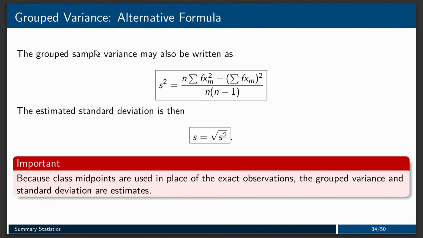So the grouped sample variance may also be written as this. And then the standard deviation s equals the square root of s squared. And because the class midpoints are used in place of the exact observations, the grouped variance and standard deviation are considered as estimates.